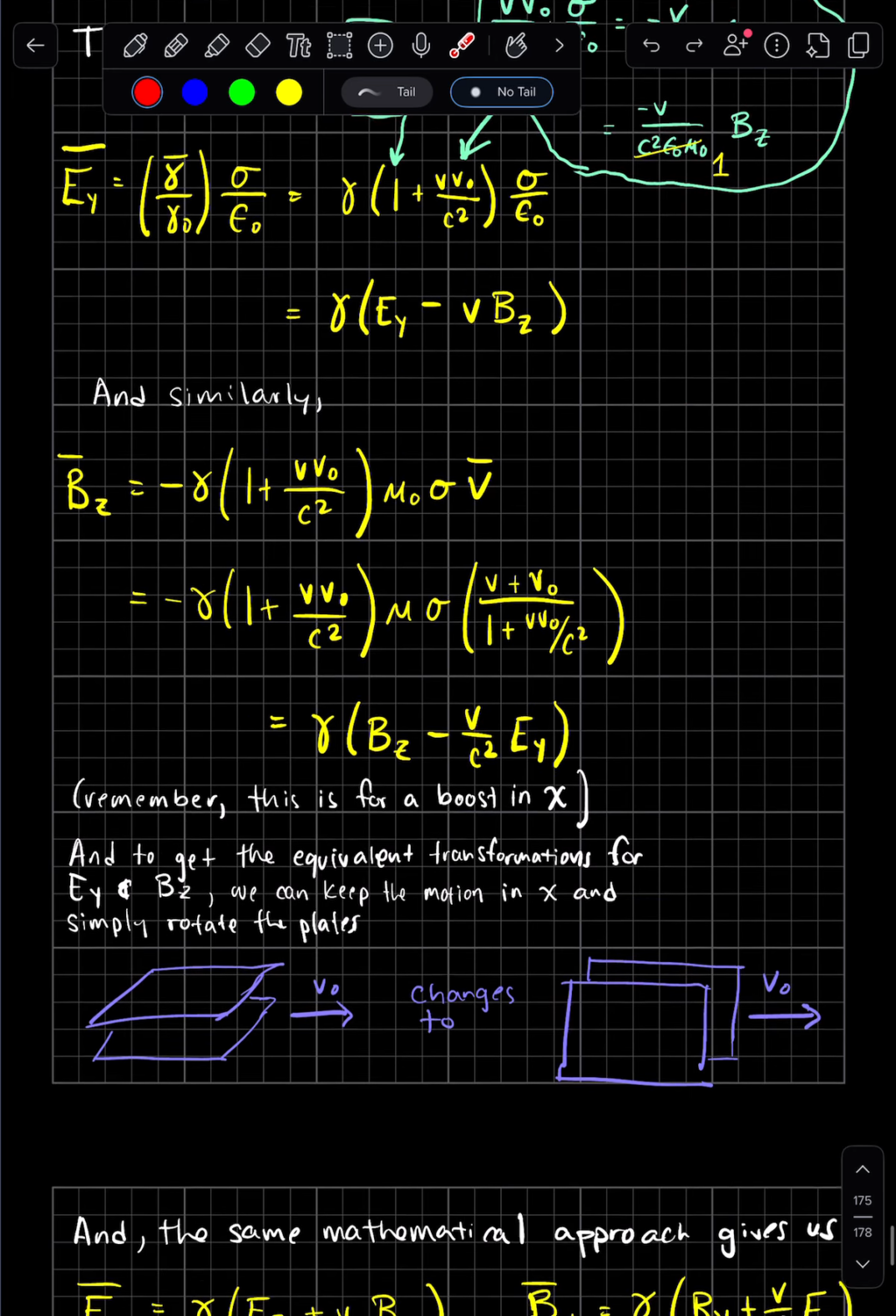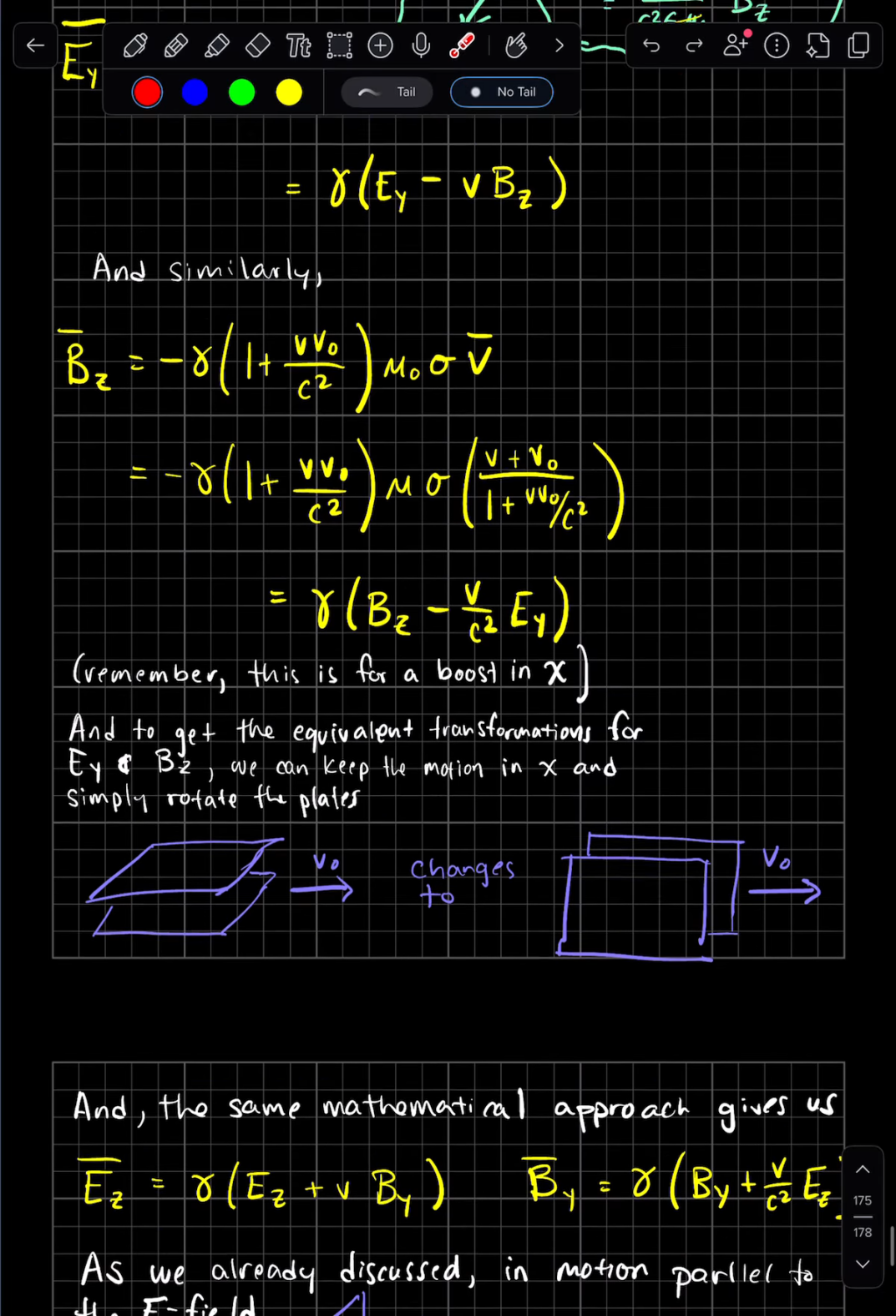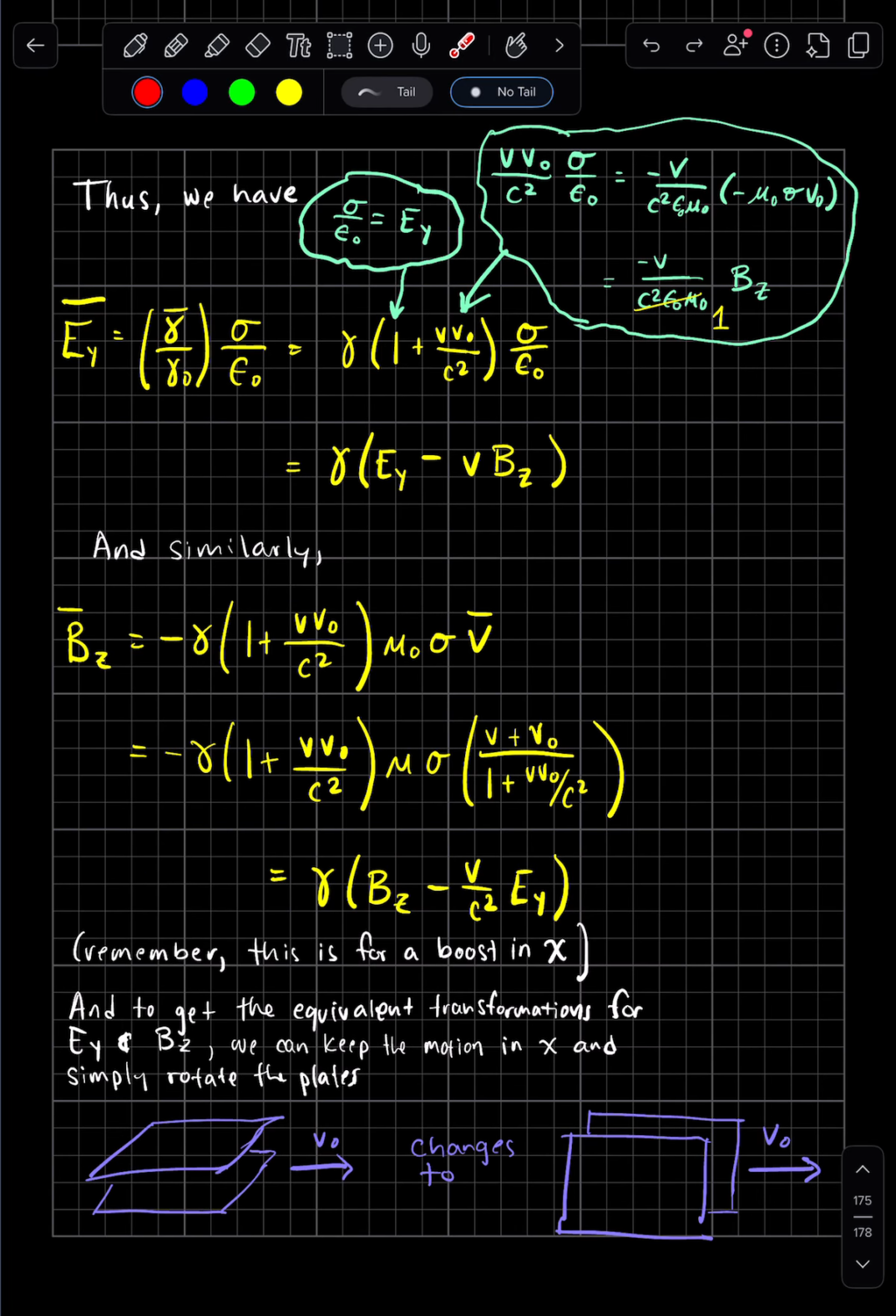So there you have it. Now that gives us the transformation of the Y component of the E field and the Z component of the B field for a boost in X. Let me say it again. If we boost in the X direction, this tells us how to transform the Y direction of the E field as being some combination of the old Y component of the E field minus V times the previous Z component of the B field. And we have a similar one for B.